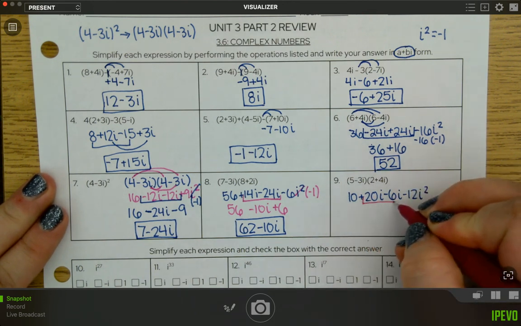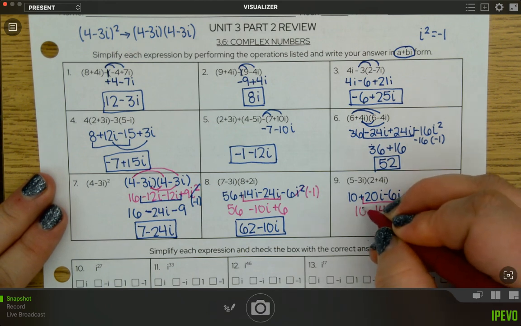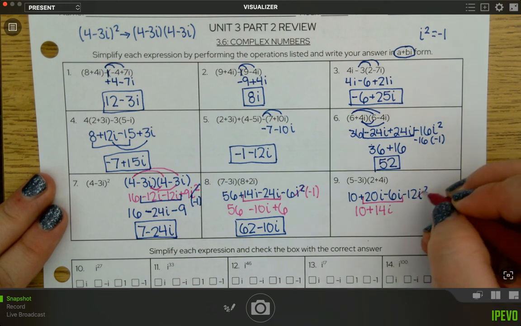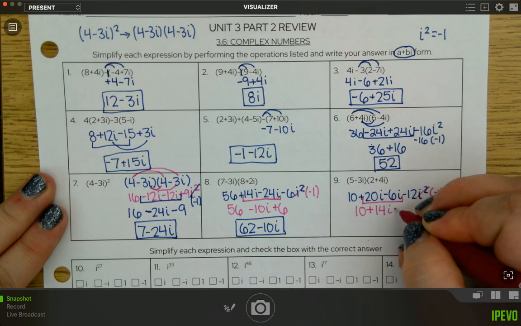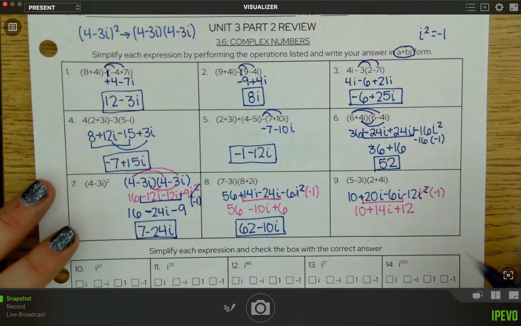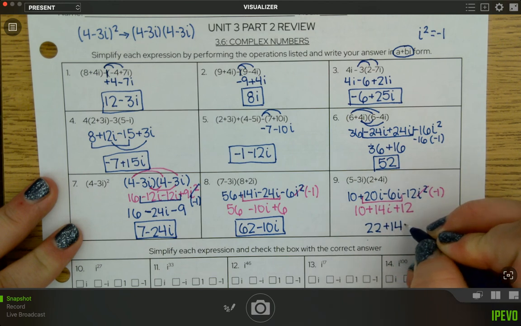These two in the middle add together. 20 minus 6 is 14i. Drop the 10 down. i squared is negative 1, which makes this negative 12, positive 12. 10 plus 12 is 22, plus 14i.